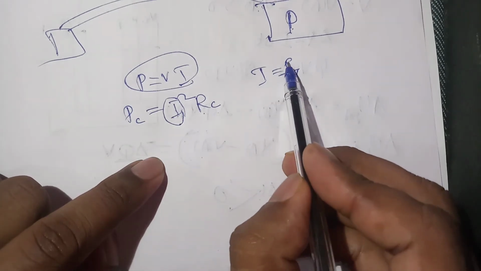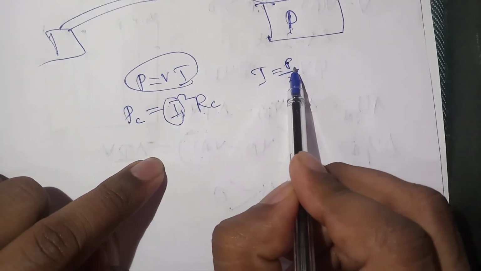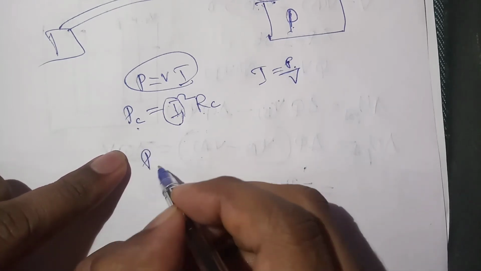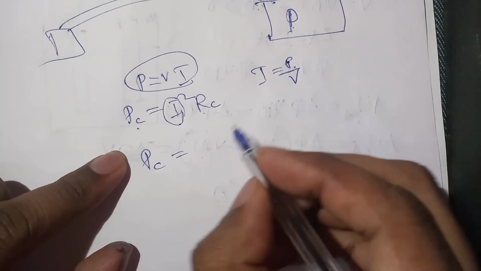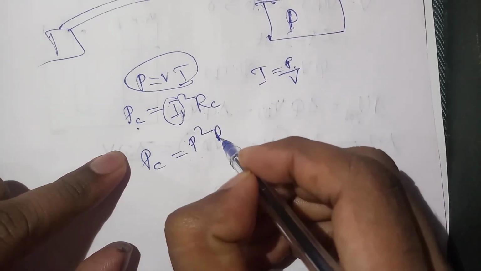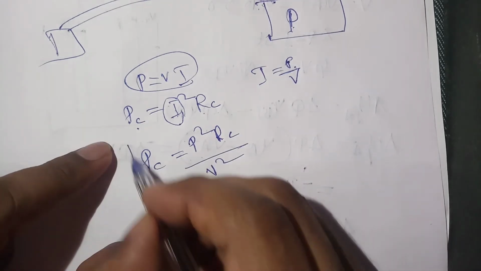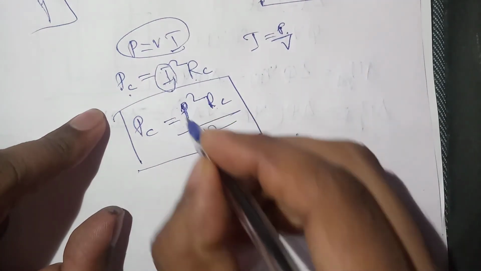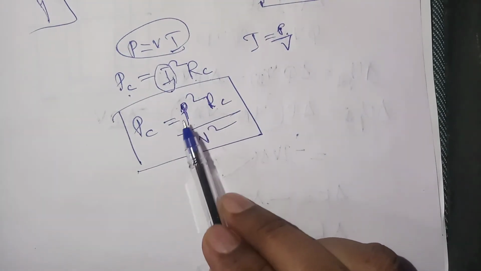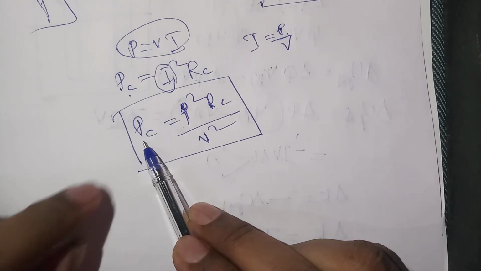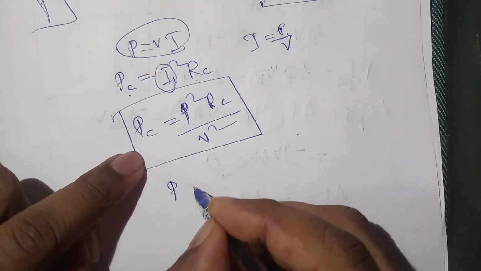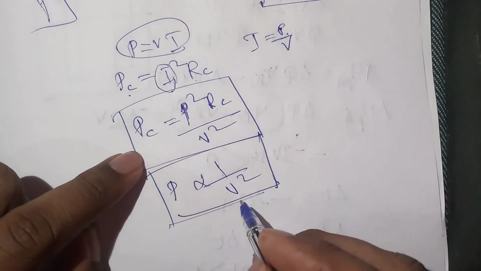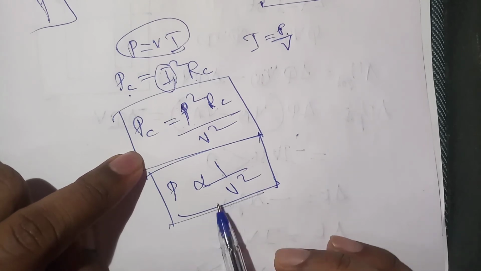What is the difference between this P and this PC? P is the power used in the entire city. PC is the power lost in the conductor. So PC can be written as P square into RC divided by V square. This is very, very important. When you are using power in a particular city, how much power is lost in the conductor depends on the value of V. That is, it is inversely proportional to V square. So what is the meaning of that?